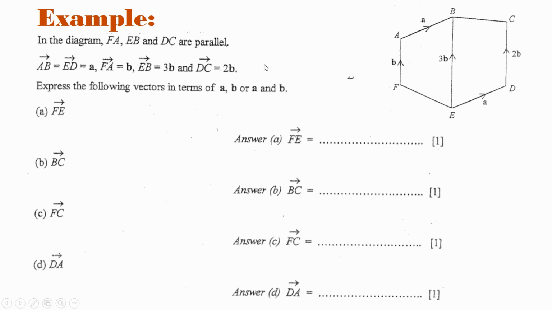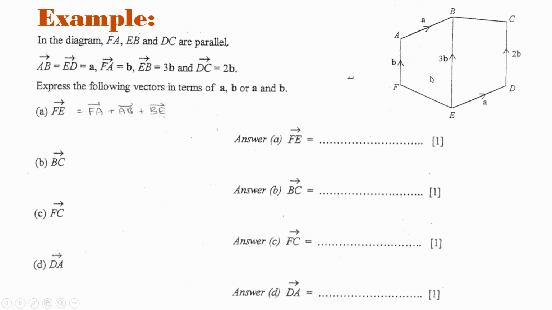Express the following vectors in terms of A, B, or A and B. FE. So where's FE? Let's have a little look. There are many different ways you can get to FE. You could go here to here to here, and they're all labeled already. That might be one way you want to do it, so I've chosen to do that.